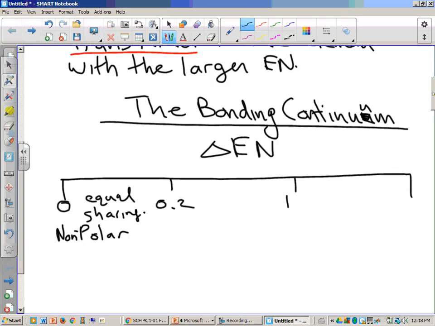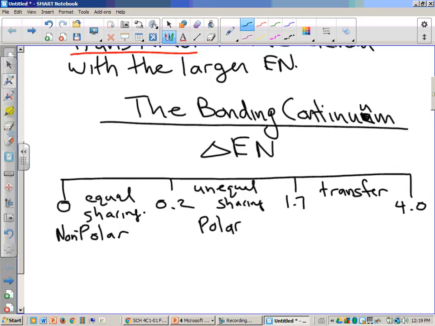From 0.2 up to 1.7, we say that it is unequal sharing, and we call it a polar covalent bond. And if we have it from 1.7 all the way up to 4.0, we say that it is so unequal, we say that it's a transfer. And if it's a transfer of the electron, what type of bond did we call that? We've already seen it. It's ionic.